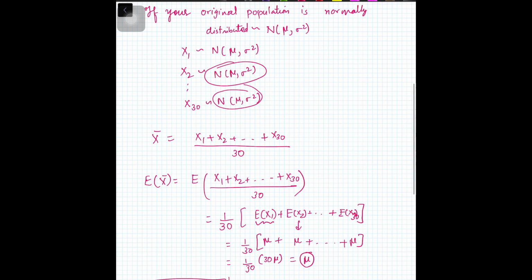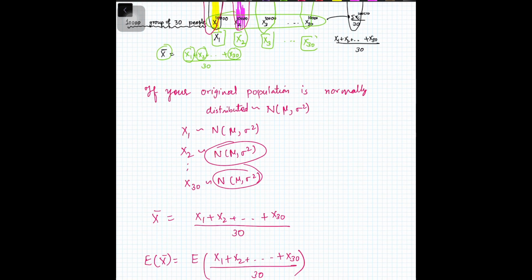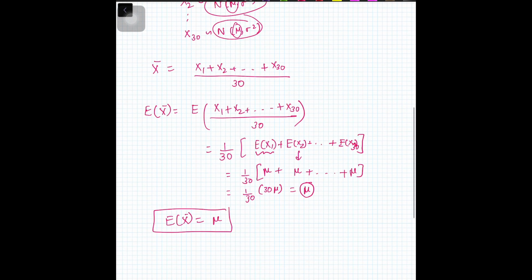So that means if the original population is normally distributed, then the x bar will have the same mean mu which the normal population had, right? Okay, let me first calculate the mean and variance, and then we'll tell you that. And now let us calculate the variance of x bar.